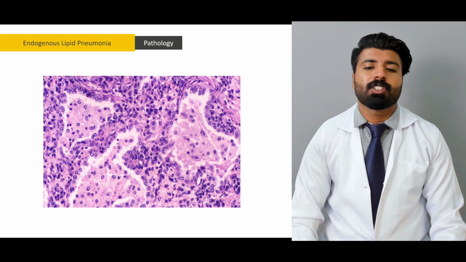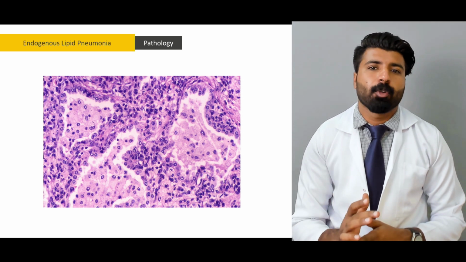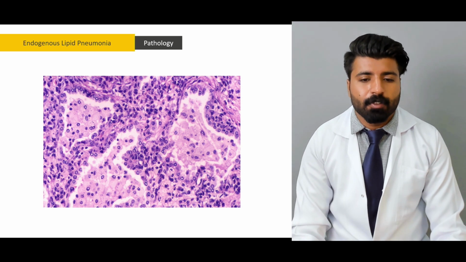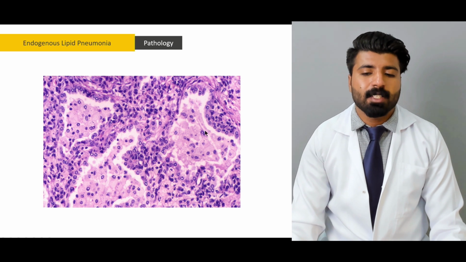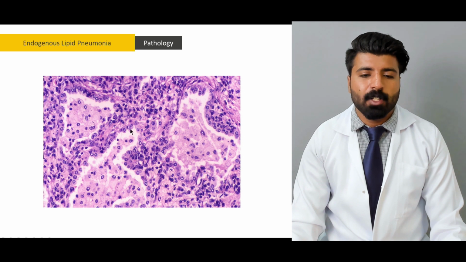Next on, we have endogenous lipid pneumonia. There are two kinds of this pneumonia. Either it can be endogenous, or it can be exogenous. First, let's talk about endogenous lipid pneumonia, in which lipid is present inside of it. As you can see, these are clear markings. Hypercellularity is already present, but these are clear markings present around it.